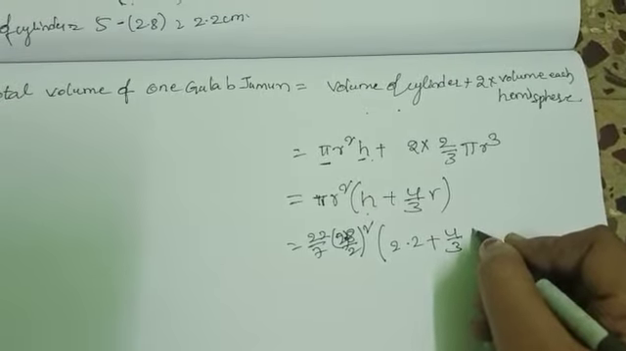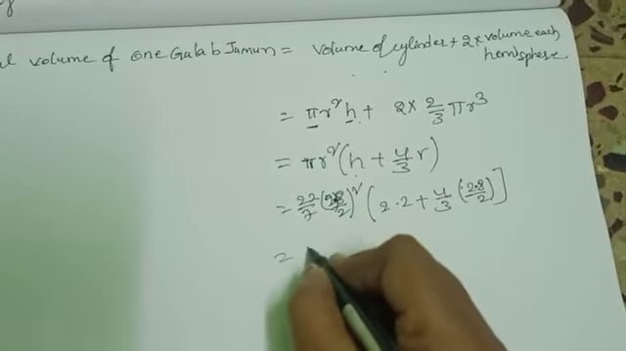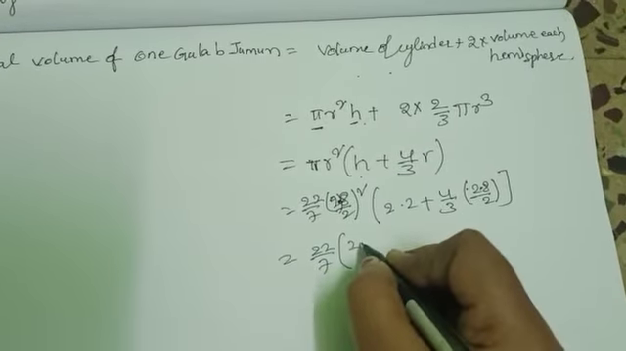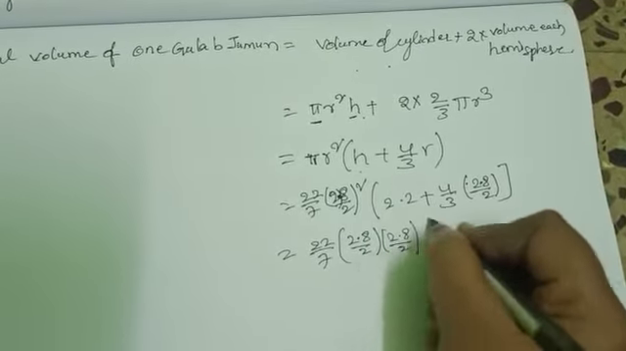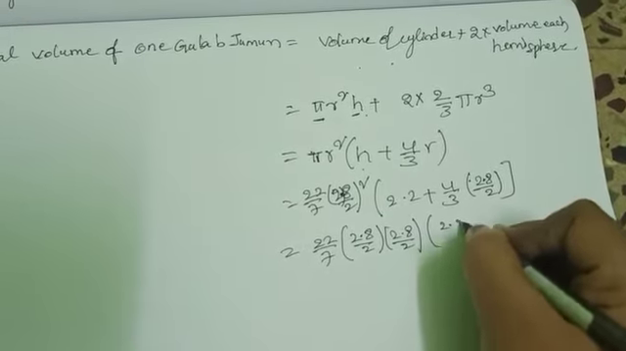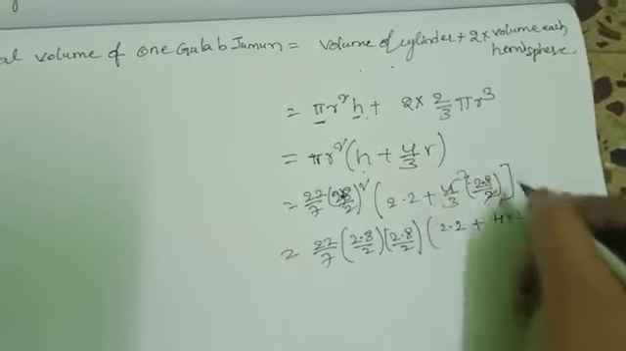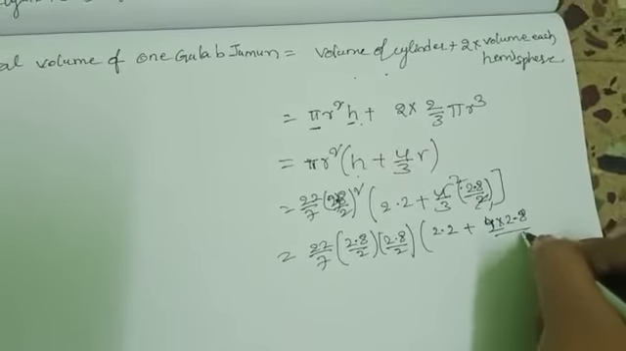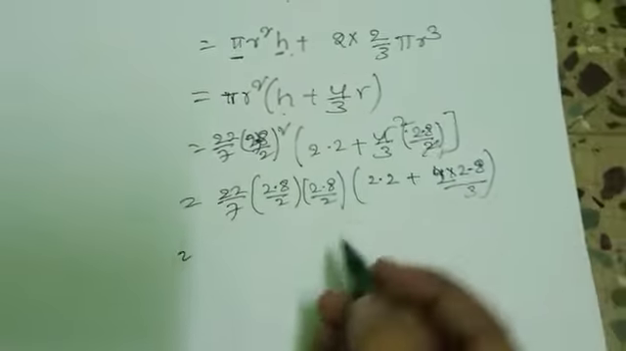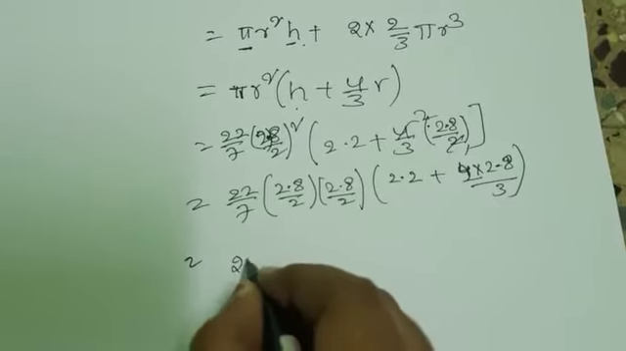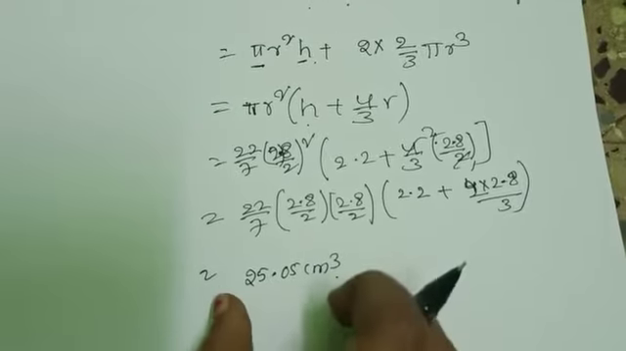4 by 3 into radius, which is 2.8 by 2. So 22 by 7 into 2.8 by 2 into 2.8 by 2, times 2.2 plus 4 into 2.8 by 3 times 2. Try to calculate this value. Finally, this value equals 25.05 centimeter cube. This is the volume of one gulab jamun.